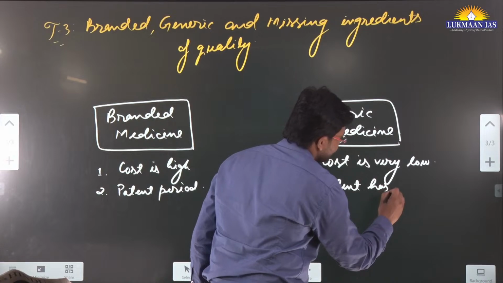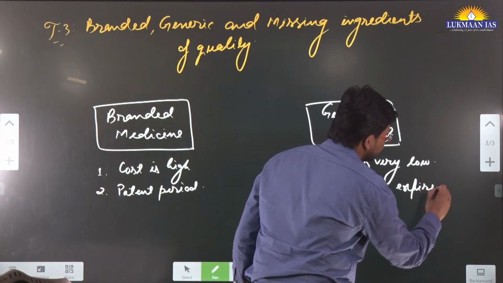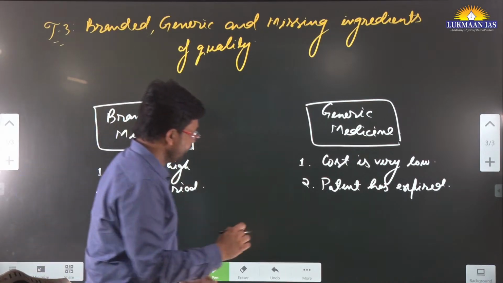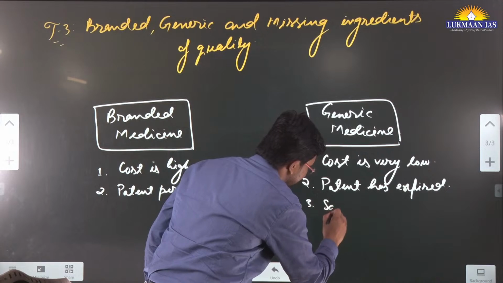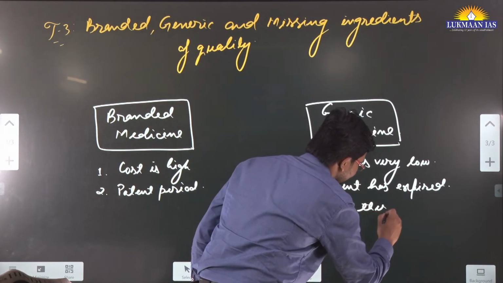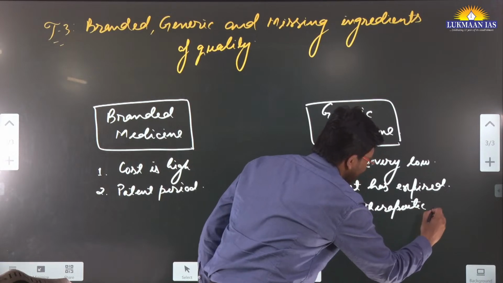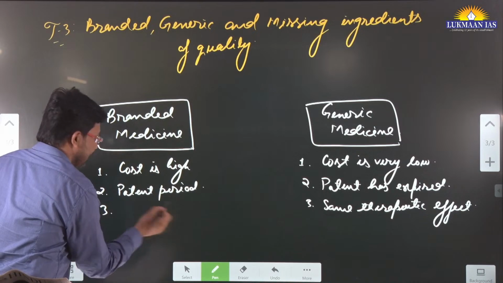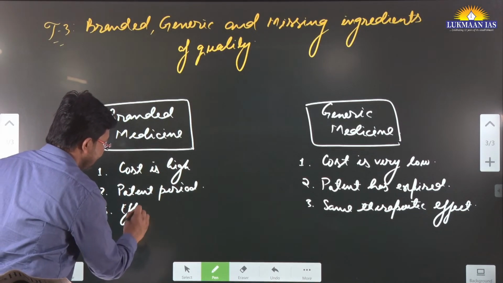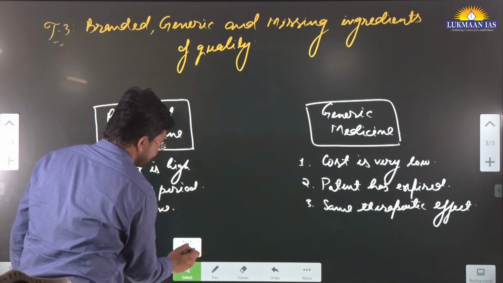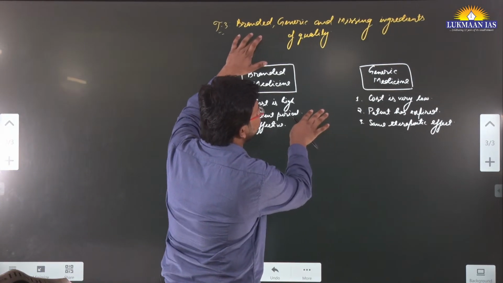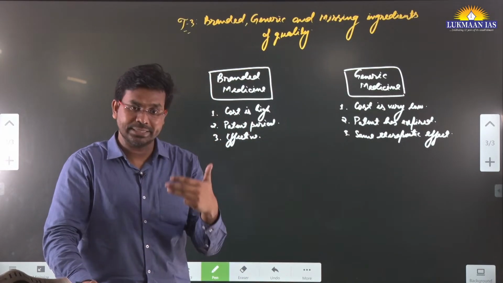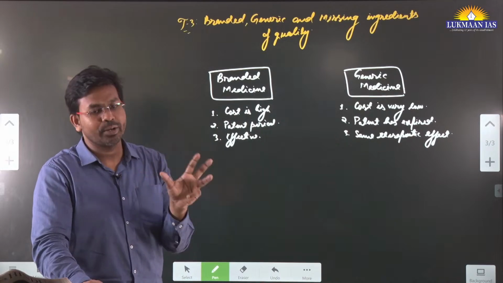The patent has expired, but the therapeutic effect of the medicine has not gone down, it is the same. So it has the same therapeutic effect as that of the branded medicine. So they are effective against the disease. This is the thing. So having understood the difference between branded and generic medicine, both the medicines are good, both are beneficial for the patients for a particular disease.